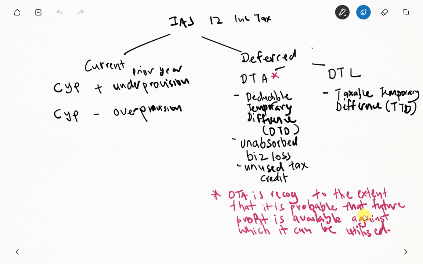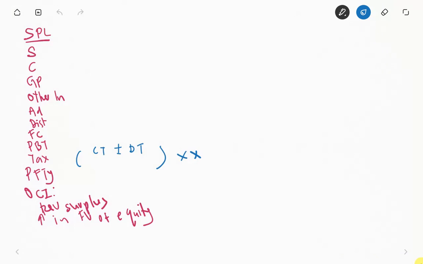Deferred tax is purely an accounting adjustment. Deferred means future. This is now, this is future. So purely accounting adjustment. So our SPL is actually made of these two, current and deferred. So we start off with current, the easier one.